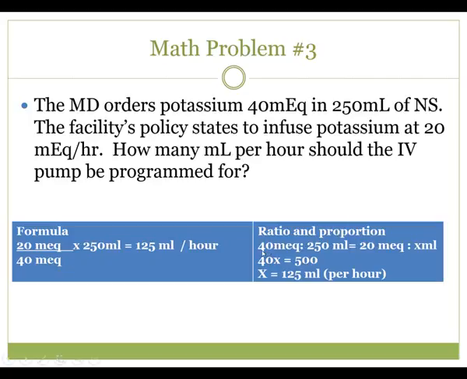Or we could say, ratio and proportion, 40 milliequivalents is to 250 as 20 milliequivalents is to X. Solve for X to find out that 20 milliequivalents is 125 mils. So we would give 20 milliequivalents an hour, we give 125 mils an hour.